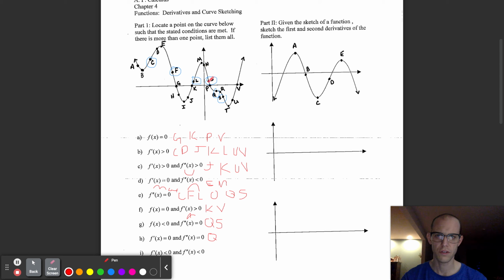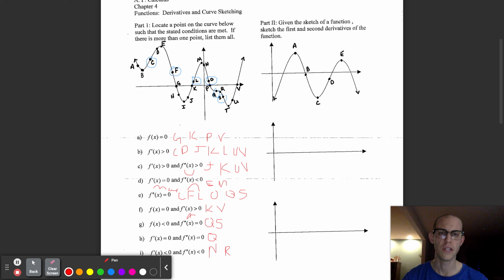Concave down and inflection point. So now I have to get out of this concave up piece. And here's concave down again and decreasing, so that'd be R. So N and R. And then we inflect back to concave up. So N and R.